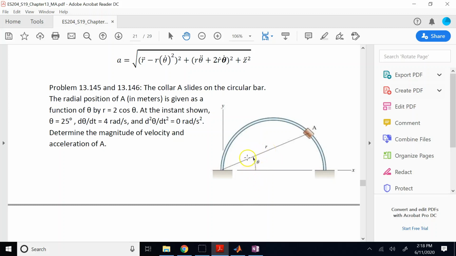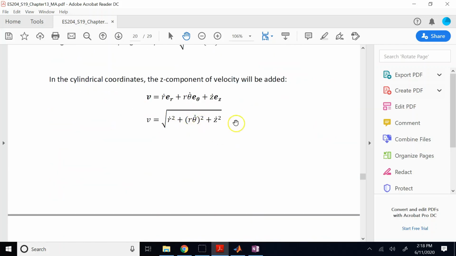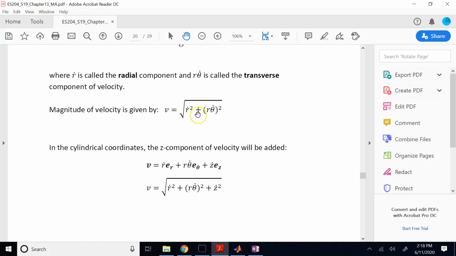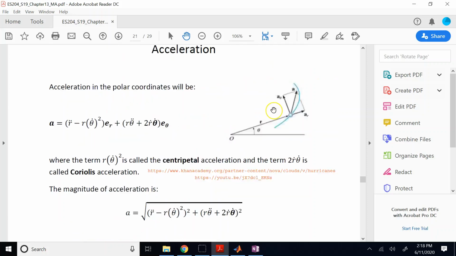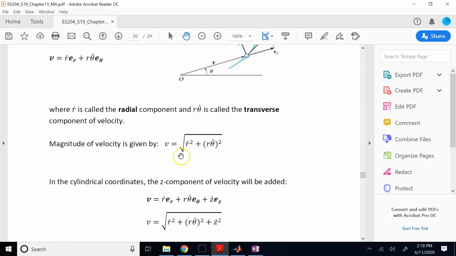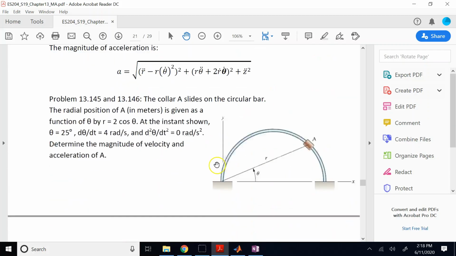You want to find the magnitude of velocity, which is this guy. In this case, there is no z, so it's this one. The magnitude of the velocity, and then what? The magnitude of acceleration, which is this one. Again, there is no z here. It's just two-dimensional. So you have to apply this formula for magnitude of acceleration and this formula for magnitude of velocity. You have to find those terms, okay, and then apply it, which involves using chain rules.